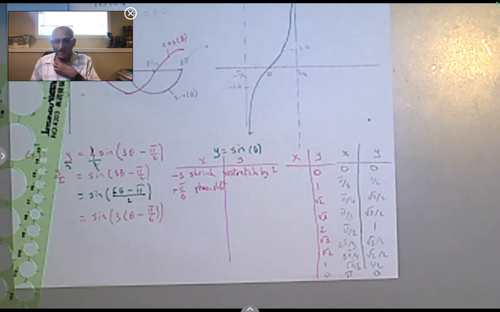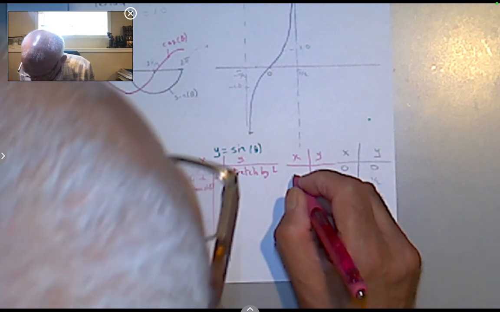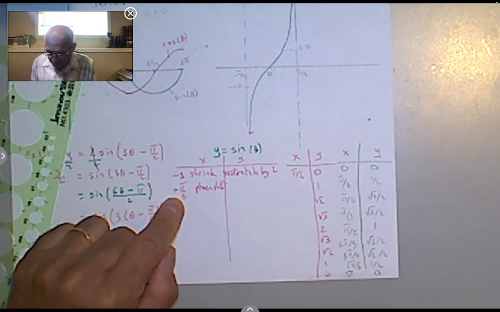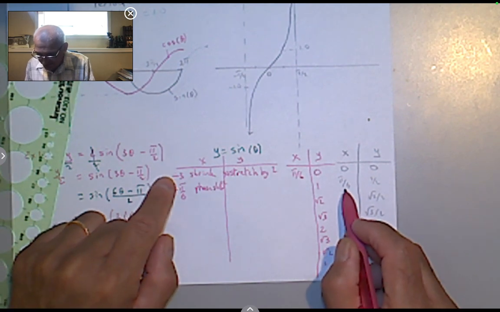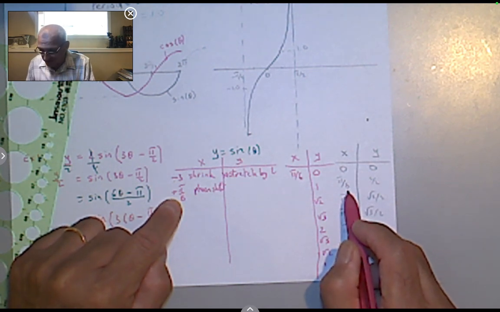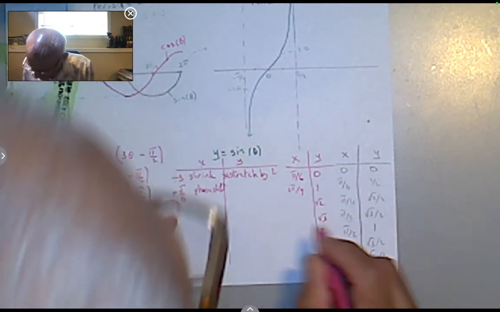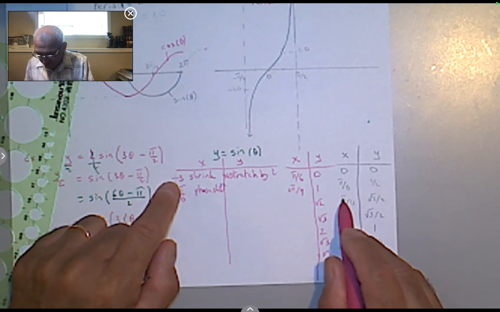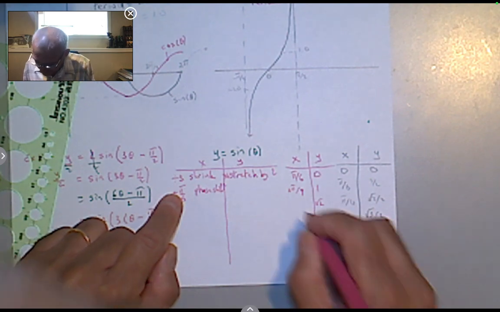But what happens to the x? I divided x by 3, 0 by 3 is 0, and then I added pi over 6, so this is pi over 6. It's a phase shift, as you can see. Divide by 3, you get pi over 18, and then add pi over 6, which is 3 pi over 18, you get 4 pi over 18, or 2 pi over 9. Divide by 3, pi over 12, and then add 2 pi over 12, you get 3 pi over 12, or pi over 4.